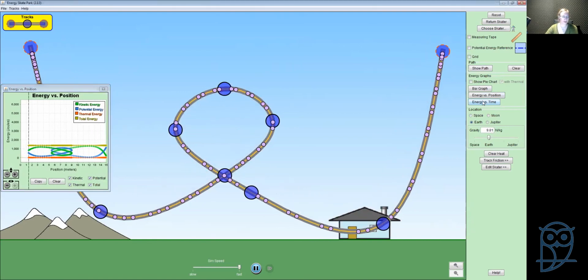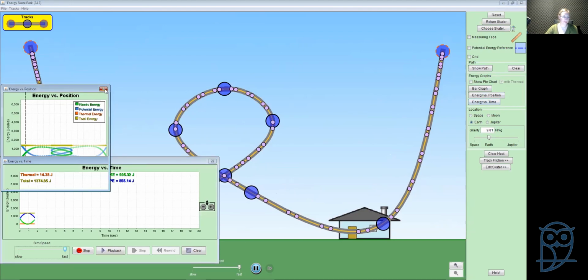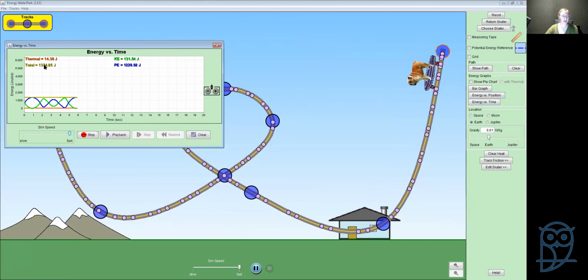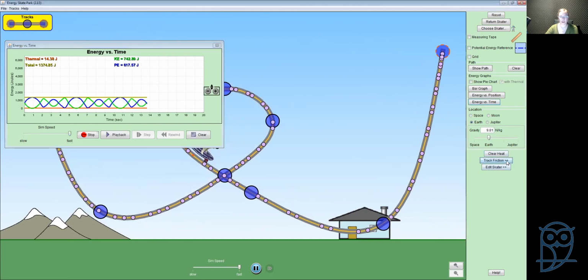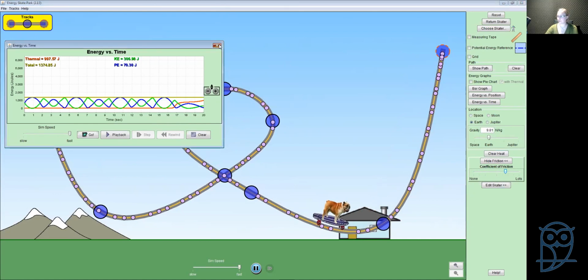You can also draw energy versus time graphs. So the yellow is our total amount of energy. The green and the blue are our kinetic energy and so forth. We can add friction. So let's add some friction to this. Now you can see the red, which is our thermal energy, starts increasing, and then he will start slowing down.